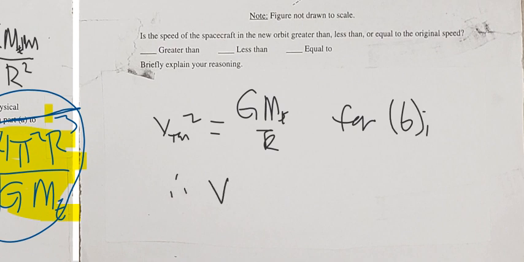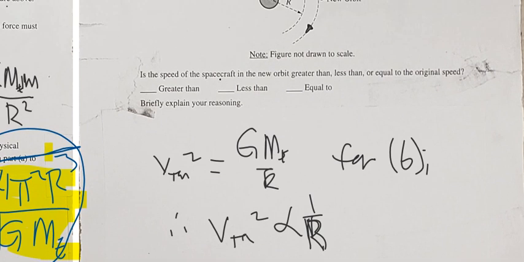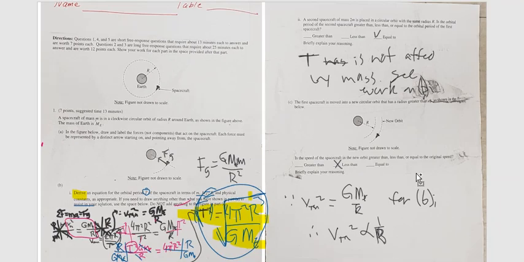Therefore, VTAN squared is proportional to 1 over R. Even though that's squared, you could do the square root thing or whatever. It's still, if radius goes up, VTAN is getting smaller one way or the other. So I would put that it is less than. Here, I'm going to put my because. Yep. And that's fine for your justification.